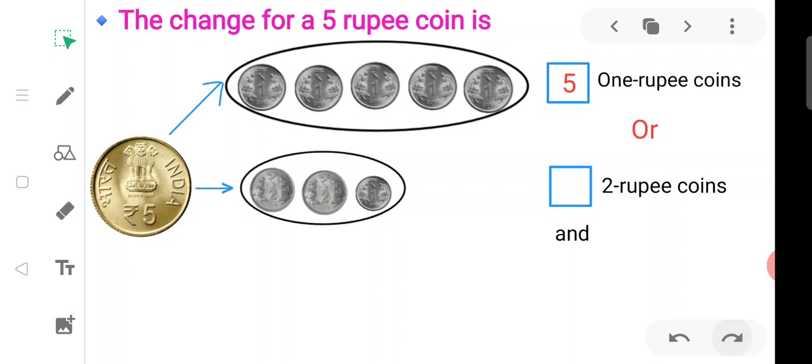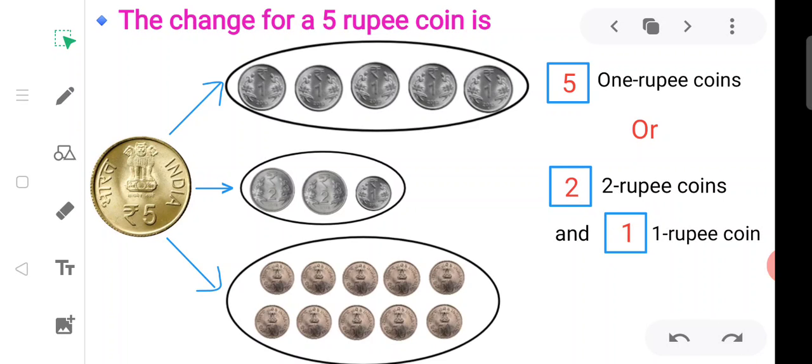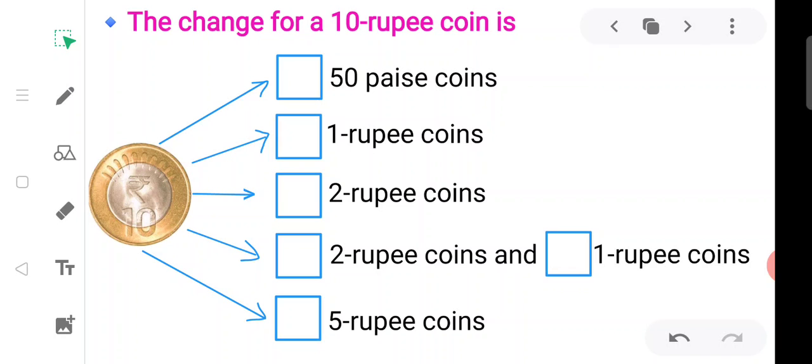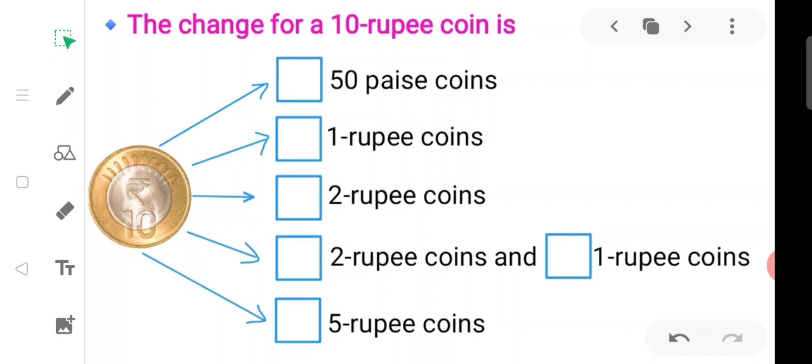2 coins of 2 rupees and 1 coin of 1 rupee also make 5 rupees. Or we take 10 coins of 50 paise. 10 coins of 50 paise make 5 rupees. Now we see the change for a 10 rupee coin.